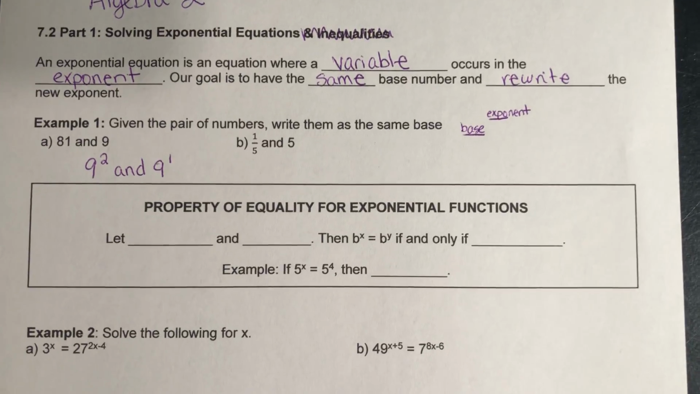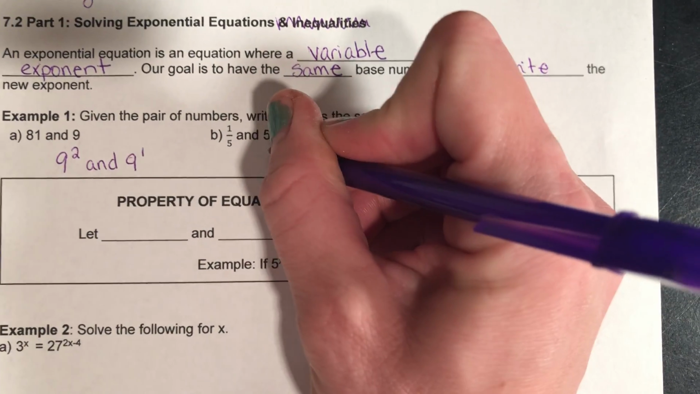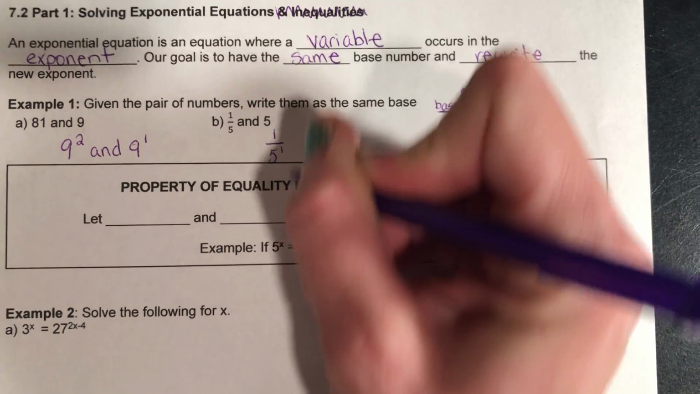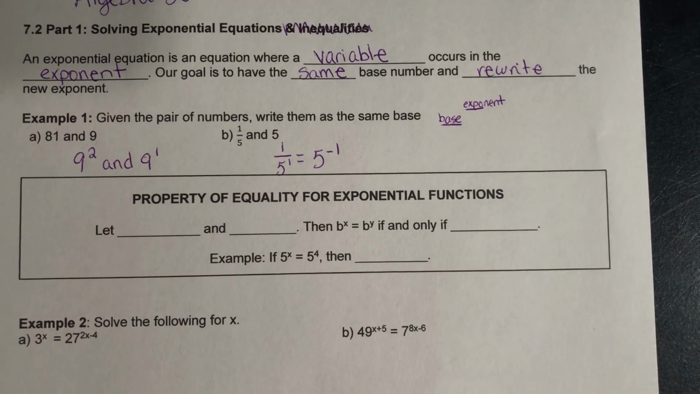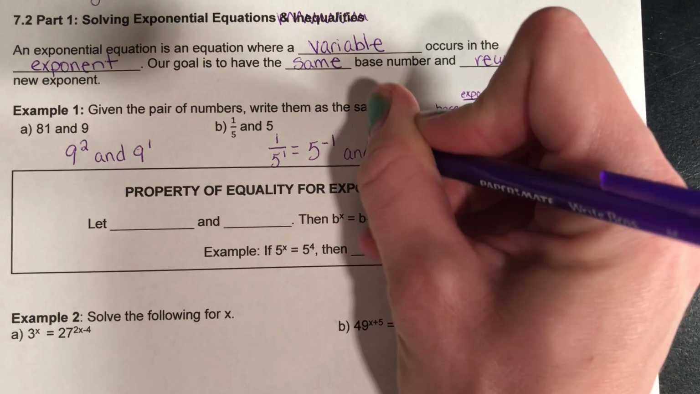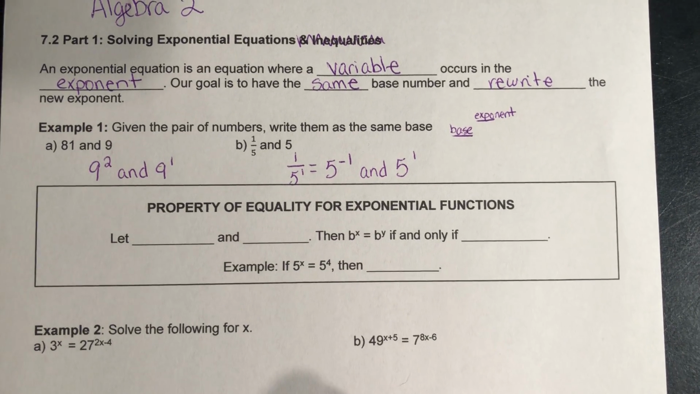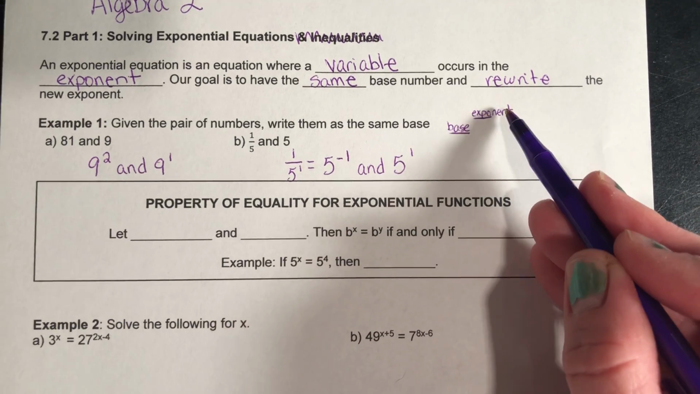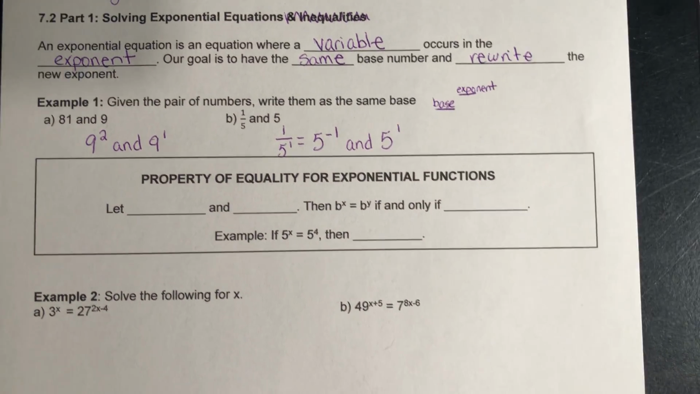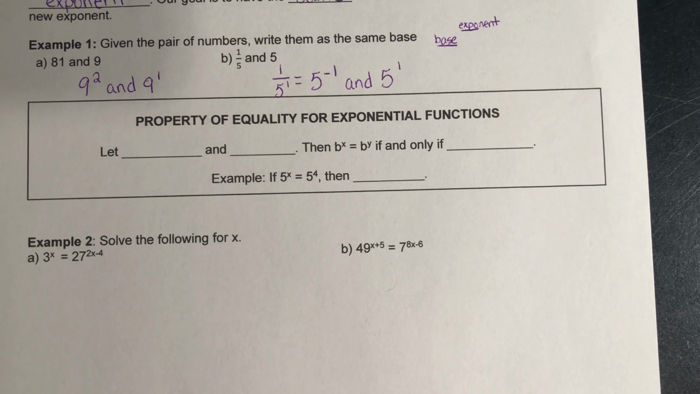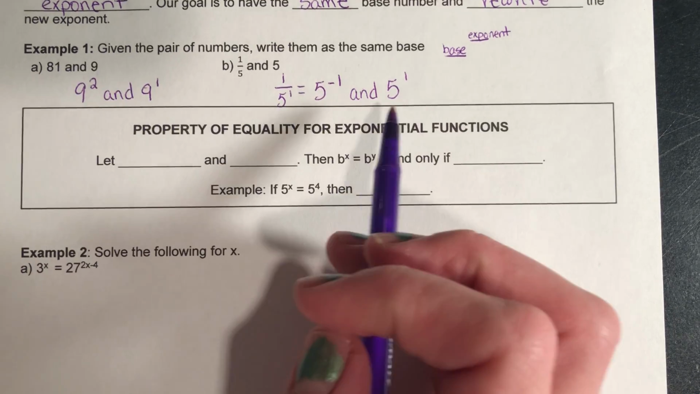Well, let's try the same thing with 1/5. So if we have 1/5 as a fraction, this is the same as 1 over 5 to the first, which is the same as 5 to the negative first. 5 to the first can then be rewritten as 5 to the first. So here we go, it's just rewriting our numbers right here, base and exponent. This leads us now into a little bit more complicated, but equally as straightforward to solve as these were.